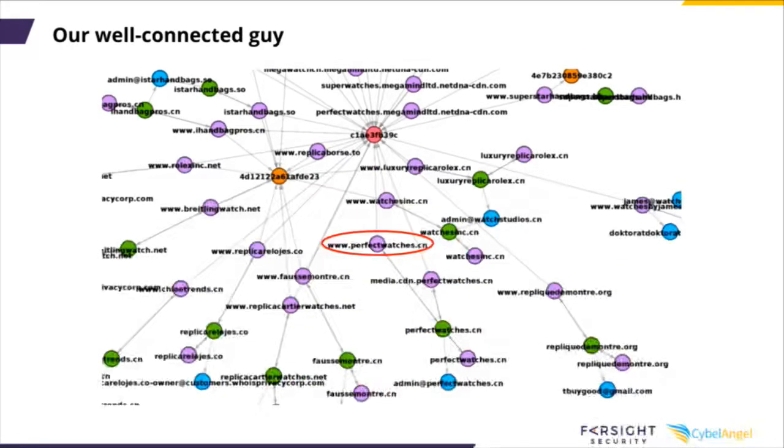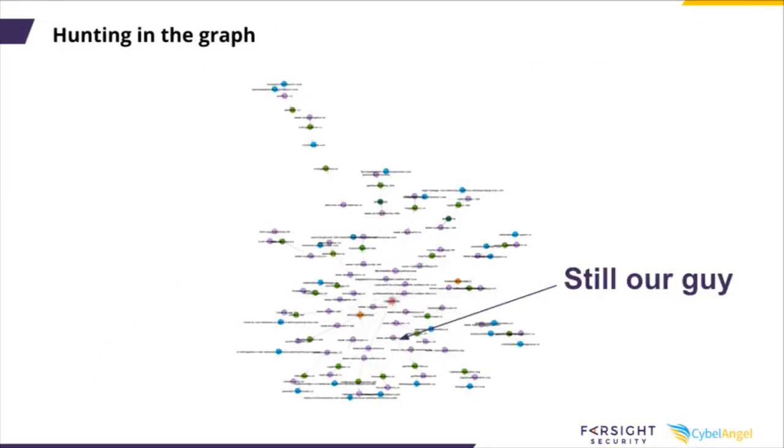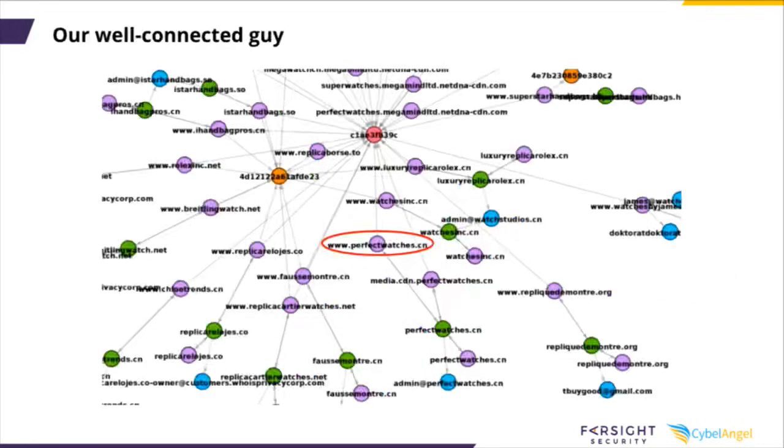And you see that if I was to take down perfectwatches.cn, the next day, the counterfeiter would put online watchesinc.cn, for example. So it would be useless. So what I want to do is target the center. Here you see clearly that there's a centerpiece in this graph, the red dot. And what is the red dot? It's the analytics ID ending with B39C that we saw earlier.